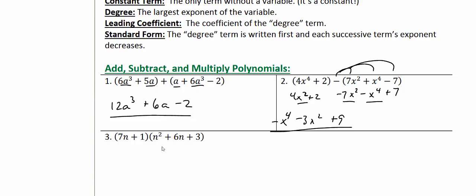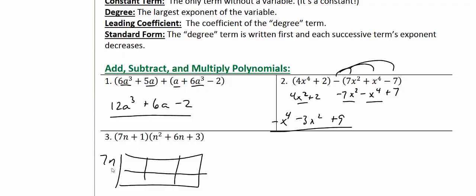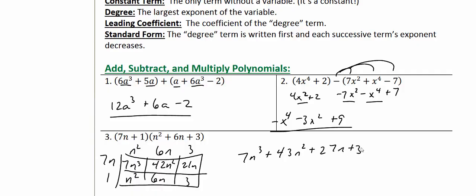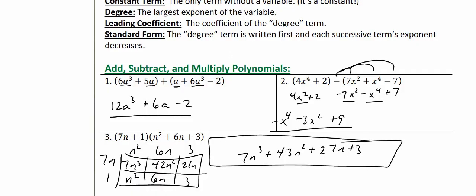Fantastic. This one here, remember I'm multiplying, so I've got to make my box. So 7n plus 1, n squared, 6n and 3. 7n to the third, 42n squared, 21n. This is n squared, 6n and 3. And then I add terms on the diagonal. So 7n to the third plus 43n squared plus, was it 27n plus 3? Hopefully I did the math correct.